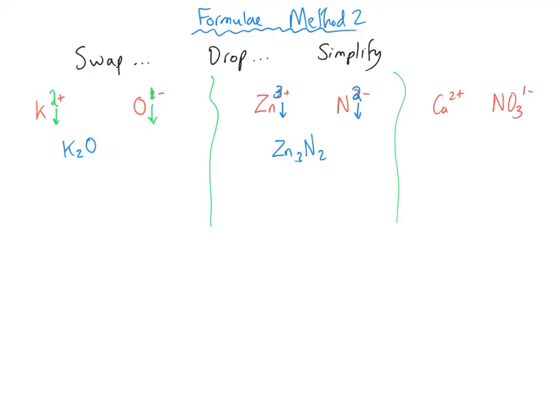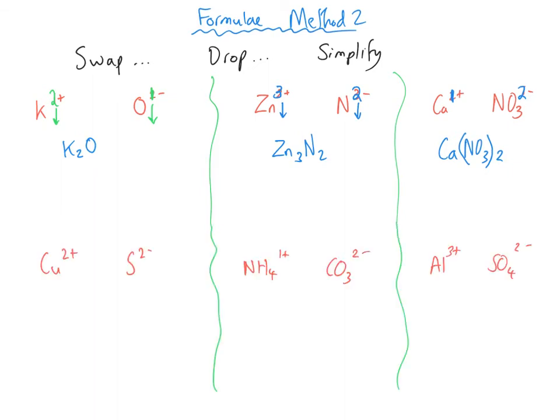So this is definitely faster. We swap the 2 from the calcium over to the nitrate, and the 1 from the nitrate comes over to the calcium, so we get Ca1, we don't bother writing ones of course, and then NO3, 2. Now we don't write it and leave it like that because that looks like there's 32 oxygen, so we need our brackets around our molecular ion.